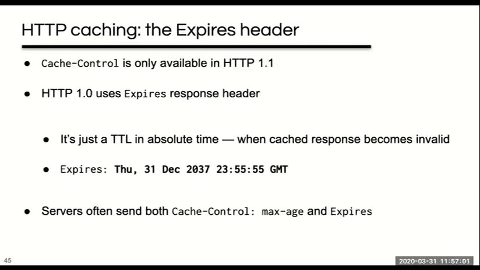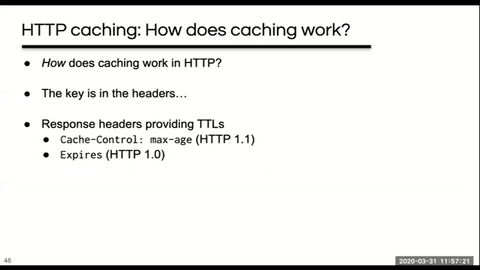Cache control is an HTTP 1.1 thing. In HTTP 1.0, there was just the expires header, and the expires header is like a TTL in absolute time, so it's really more like a time of death. Servers often just send both. So back to this, these two headers are basically different ways of specifying a TTL.